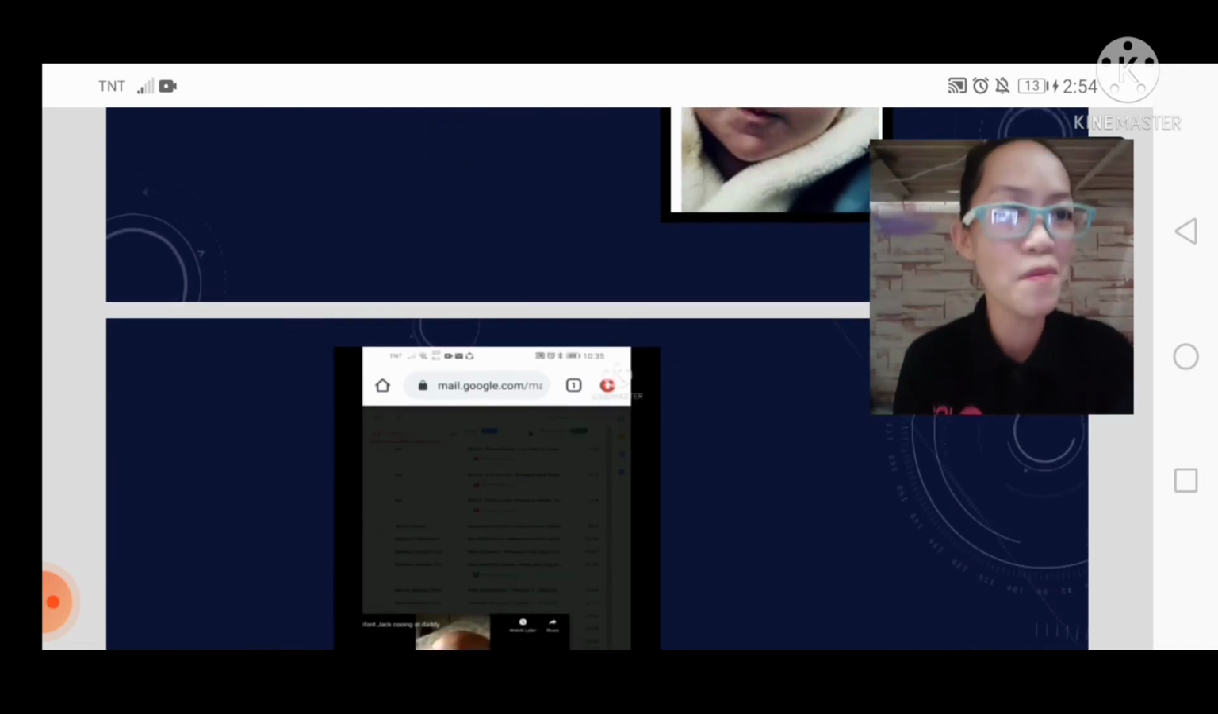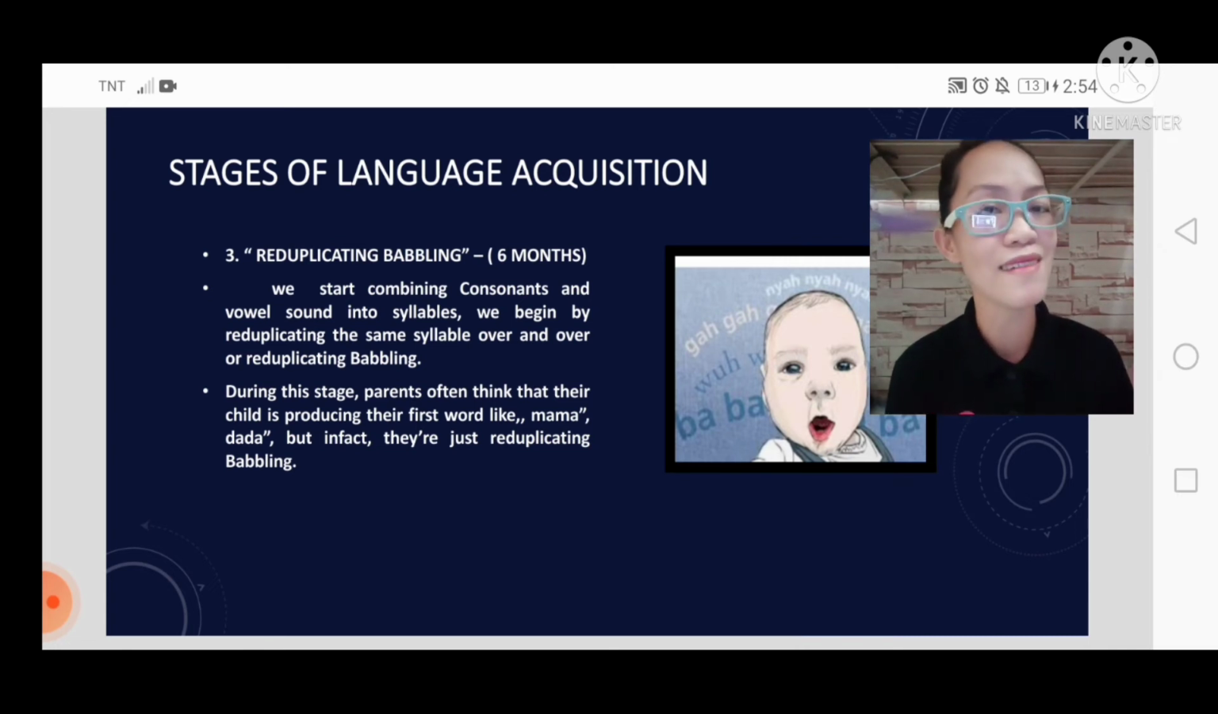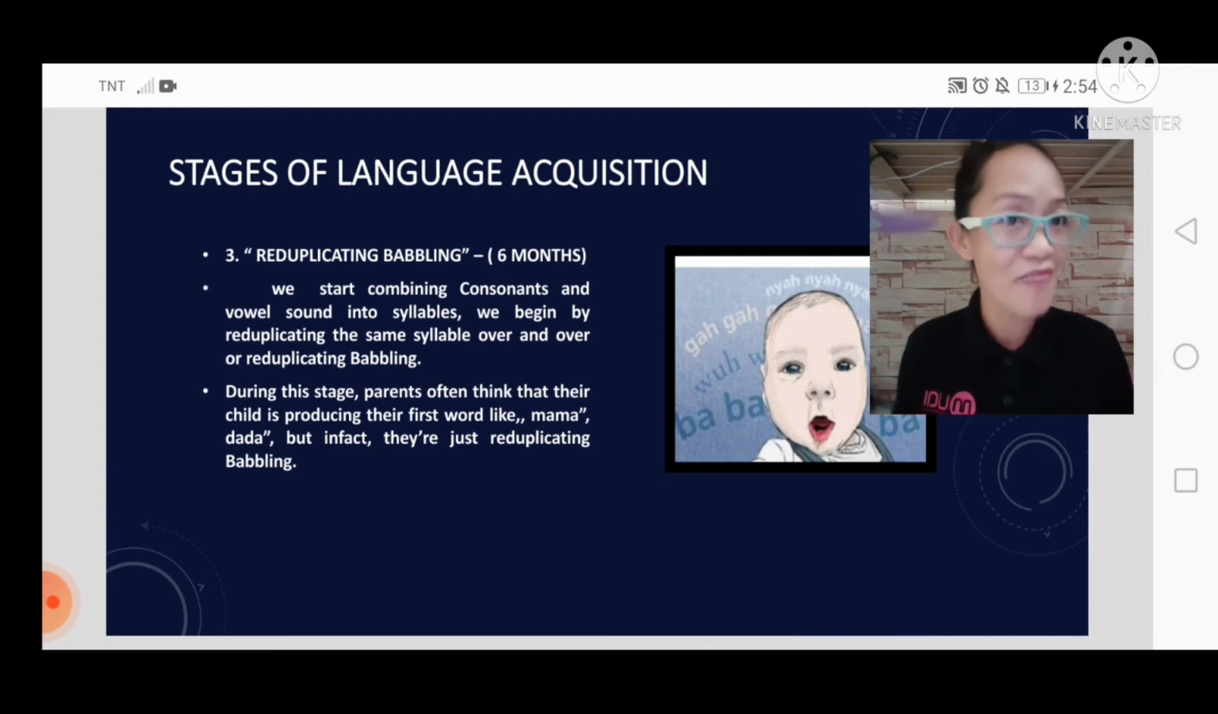So that is the baby cooing. Number 3 is reduplicating babbling. It happens at 6 months old. We start combining consonants and vowel sounds into syllables. We begin by reduplicating the same syllables over and over, or reduplicating babbling. During this stage, parents often think that their child is producing their first word, like mama, dada, but in fact, they're just reduplicating babbling.